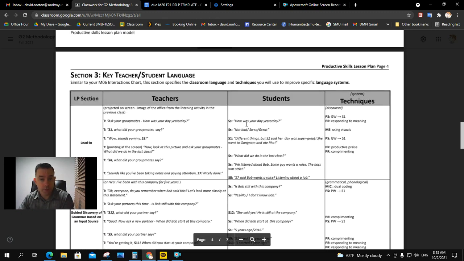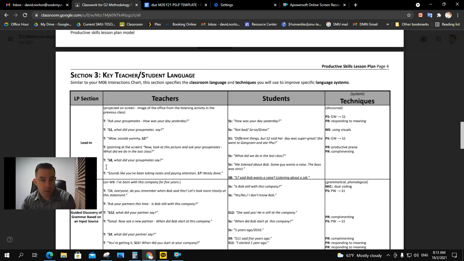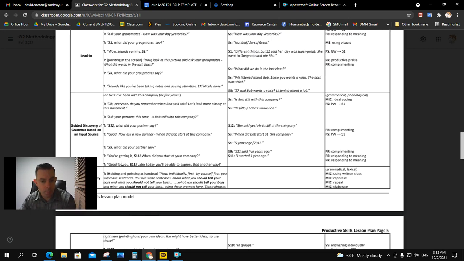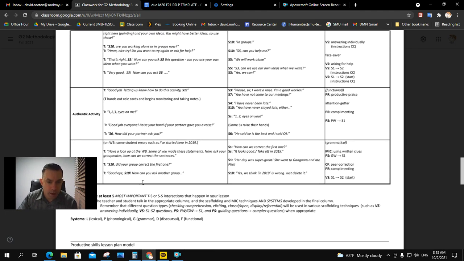Okay, which brings us to section 3. Now, section 3, this is where you want to show classroom language and classroom techniques. And I've included teacher and student talk here. Again, it needs to be the 5 most important interactions. My interactions, I let them develop a little bit so I can show a few things to you. Now, you only really need to show one interaction, and it's up to you to decide when that interaction is over and how much you want to show.